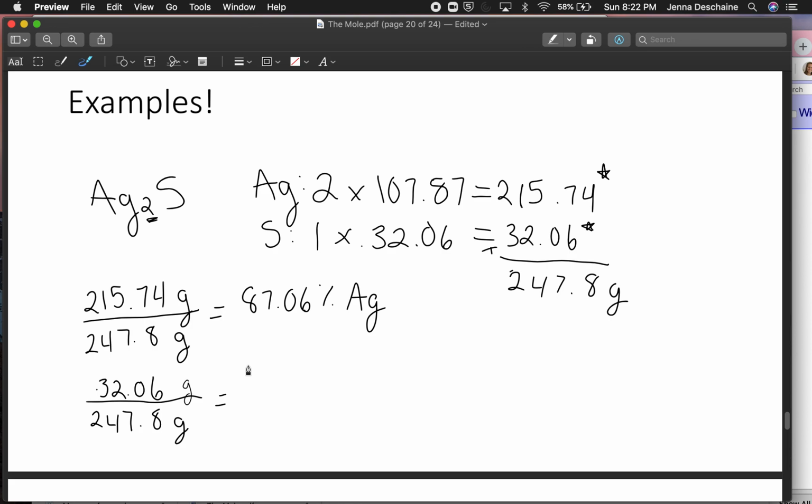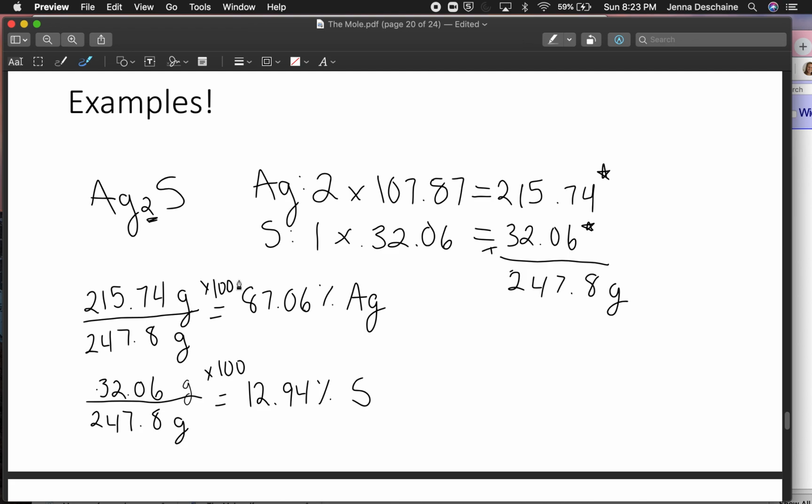Get on my calculator very quick. Divided by 247.8, and I get, oh, and then multiply that by 100. Don't forget to do that. 12.9, about 12.94. I rounded up. So 12.94% of this compound by mass is sulfur. Don't forget to multiply by 100, okay, and that'll give you your percent.